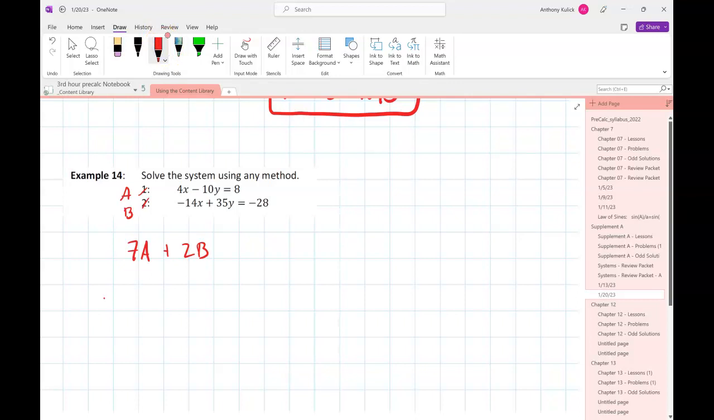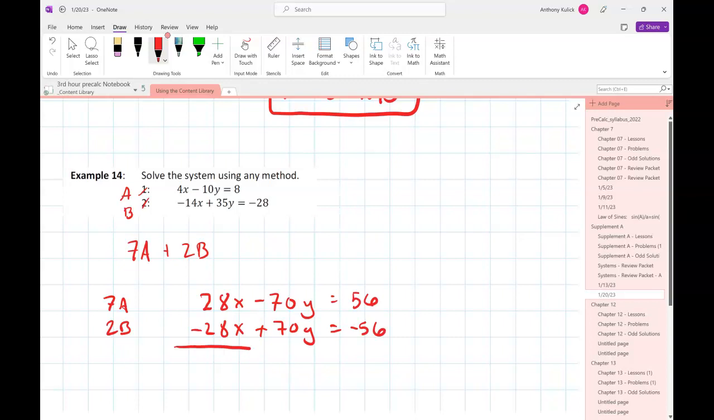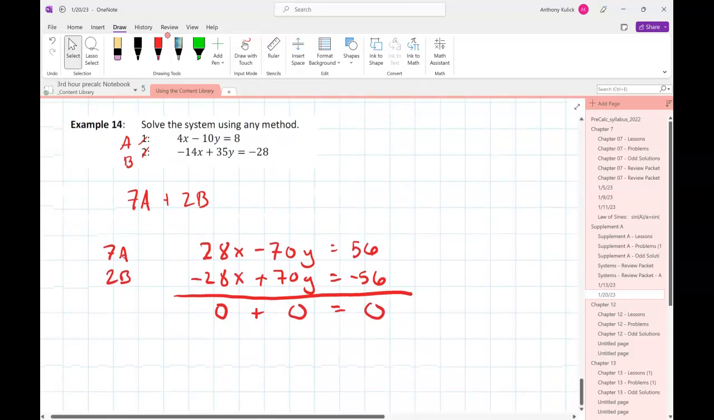Great. Okay, so my equation 7A is going to be 28x minus 70y is equal to 56. And my 2B is negative 28x plus 70y equals negative 56. When I add these down, I end up with 0x's plus 0y's equals 0, or just 0 equals 0.